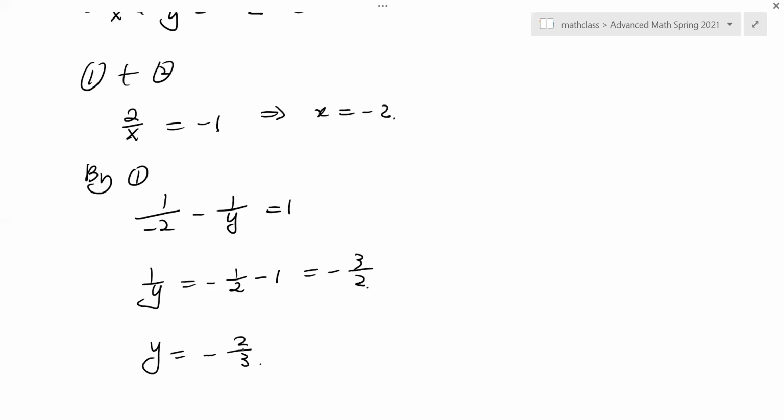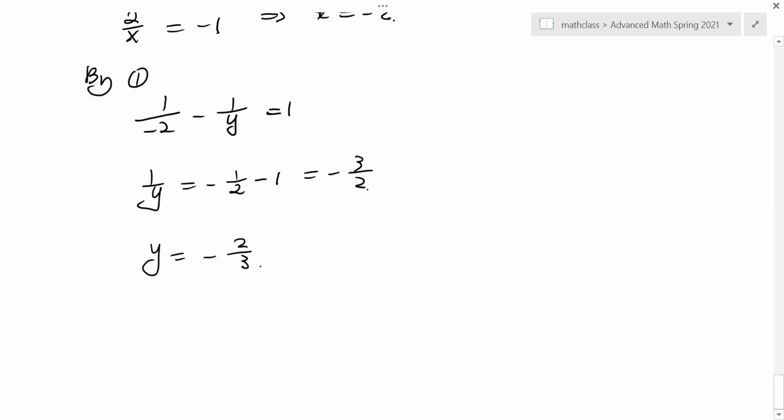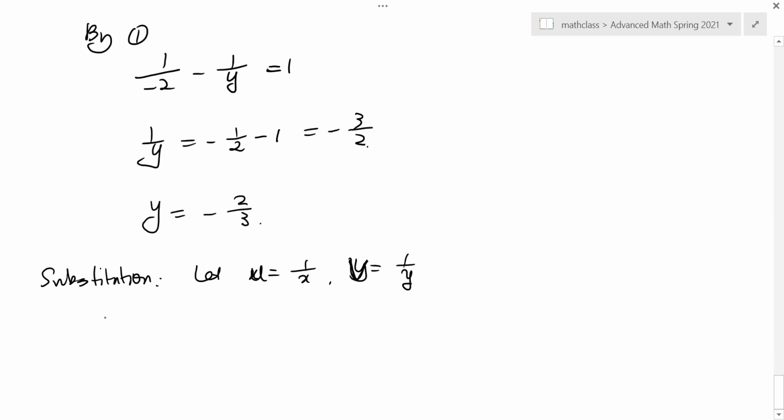But you can also use substitution to make it easier to view the equations. We call it substitution. If you let u be 1 over x and v be 1 over y, then look at this, this is the equation, right?